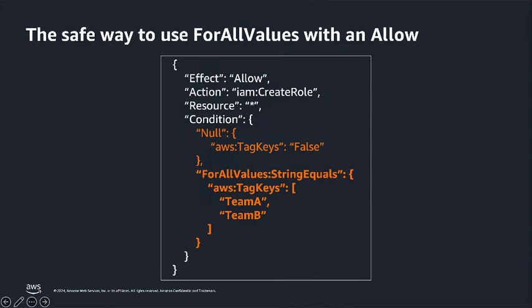Now, even if you correctly use for all values with a multi-valued condition key, as seen here in this example statement, you probably want to be explicit about whether you expect the key to be present in the auth context or not, especially when used in a statement with an effect of allow, as you see here. The addition of this null check ensures that tag keys must be present in the auth context and eliminates the need to worry about for all values evaluating to true when the key is not present in the auth context. Without the null check you see here, this statement would evaluate to true when there is no tag keys present in the auth context.